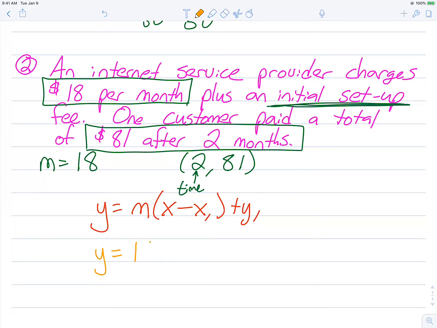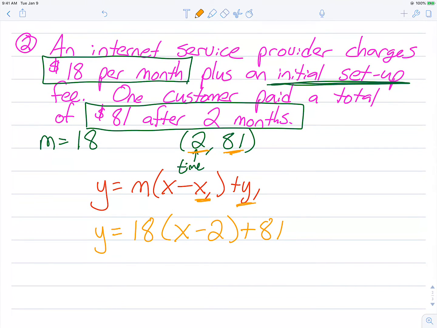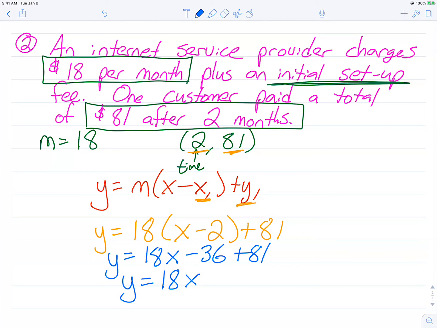So we have a slope of 18, and our point is a 2 and an 81. So I plugged in my 2 for my x sub 1 and my 81 for my y sub 1. And now I'm just going to simplify that and get it into slope-intercept form. So y equals 18x minus 36 plus 81. Y equals 18x plus 45. So that must mean that my $45 is my initial setup fee.